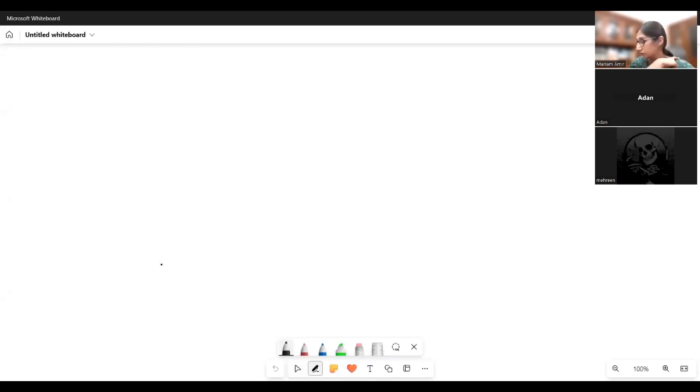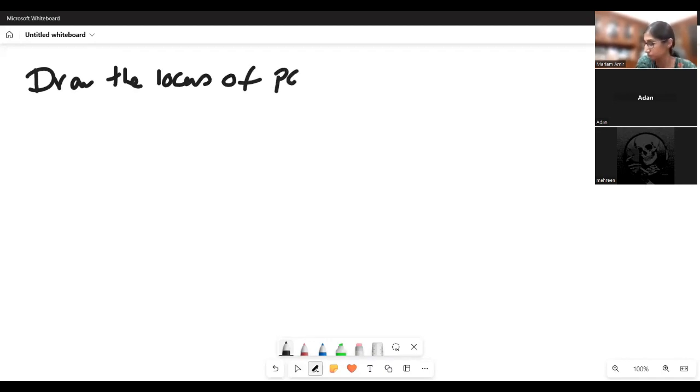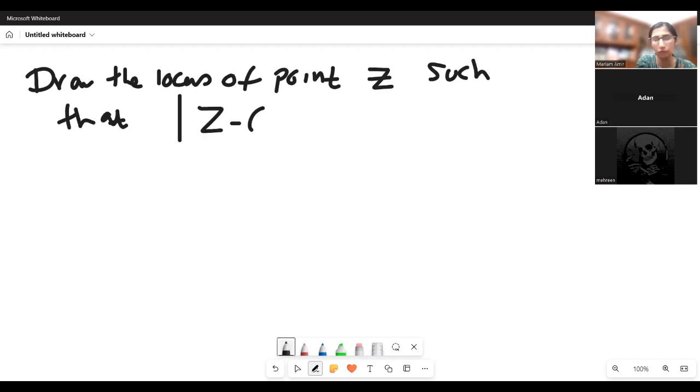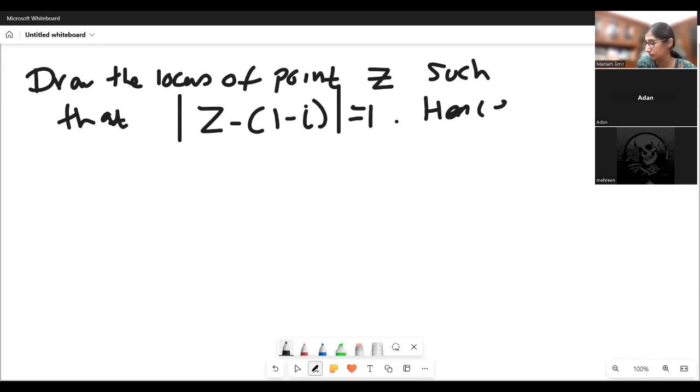So we did this question in the last lesson as well, but I would like to quickly go over it again. The question was, draw the locus of points such that modulus of z minus 1 minus iota equals 1. Hence, find the least possible value of modulus of z.